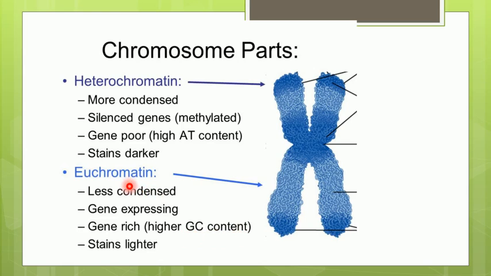Also, we know that euchromatin gives rise to the genes. So this is the gene-expressing region, whereas in heterochromatin you do not have active genes, but these are called silent gene regions. So this is the methylated part of the DNA in which the genes are non-functional, whereas the functional genes are present in the euchromatin region.